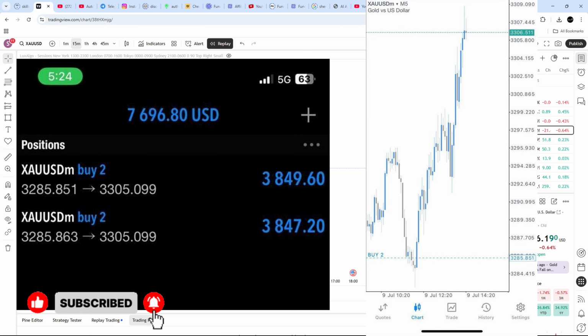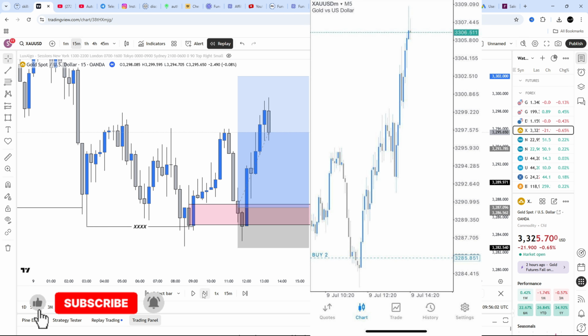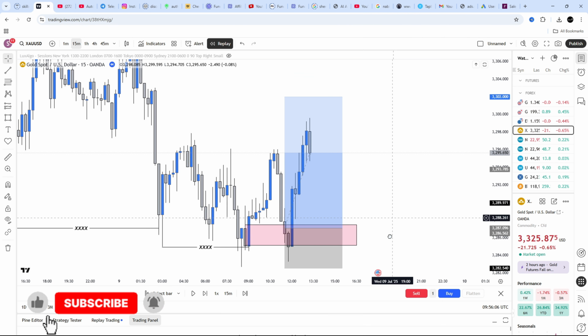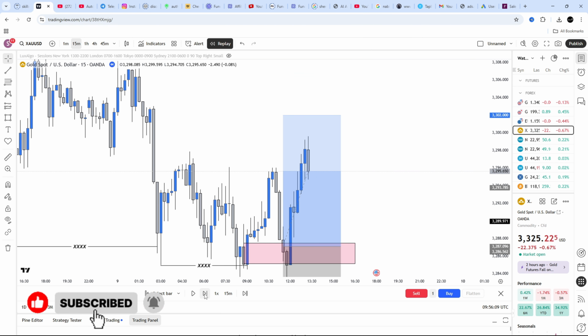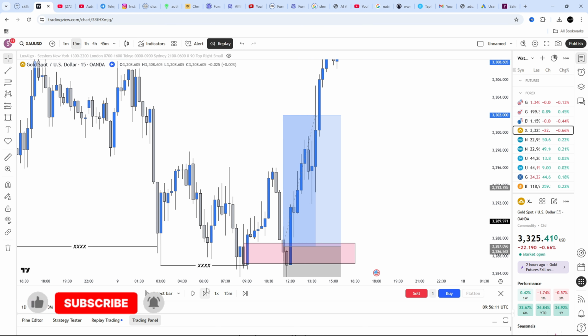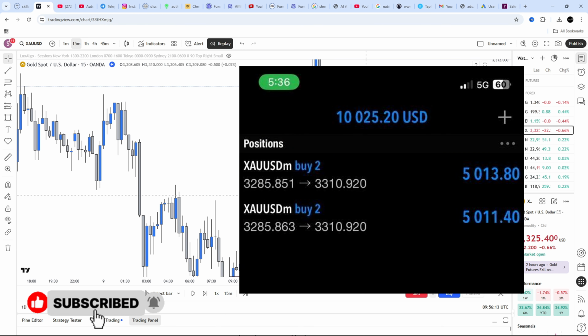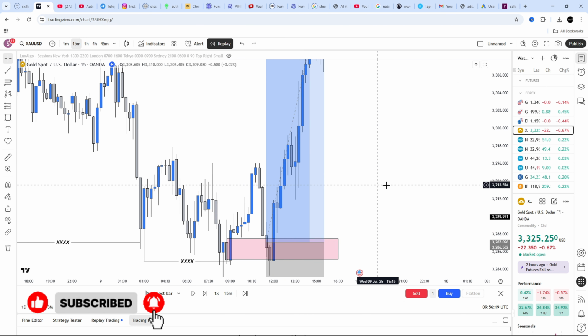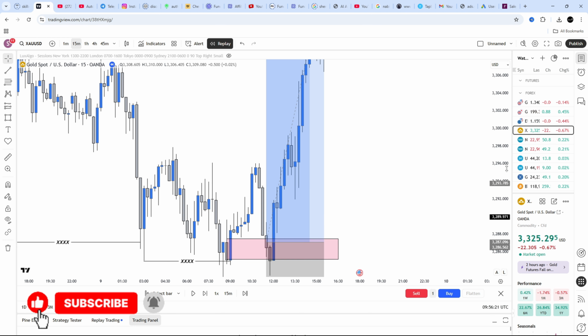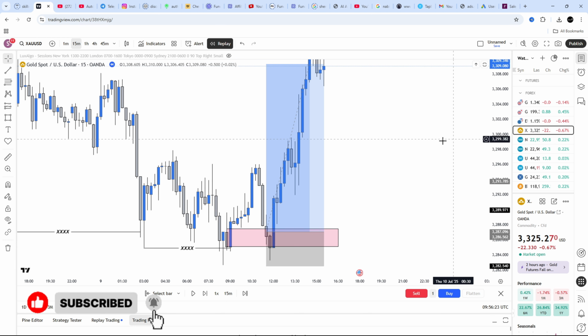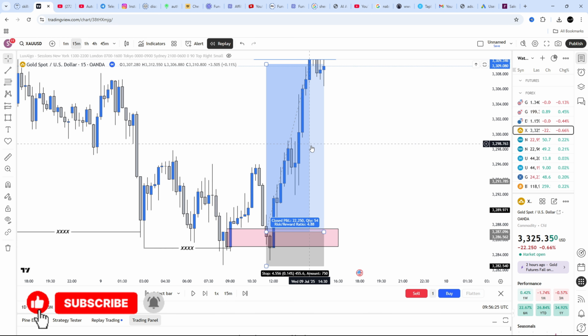You can see my screenshots there, how we took this trade, and this is how the market moved on this trade. This is how the market moved on this trade, and boom, I made 7K, though I held up to 10K, so I didn't mention that, but this is how the market moved all the way up, and that's how we made money in this market.